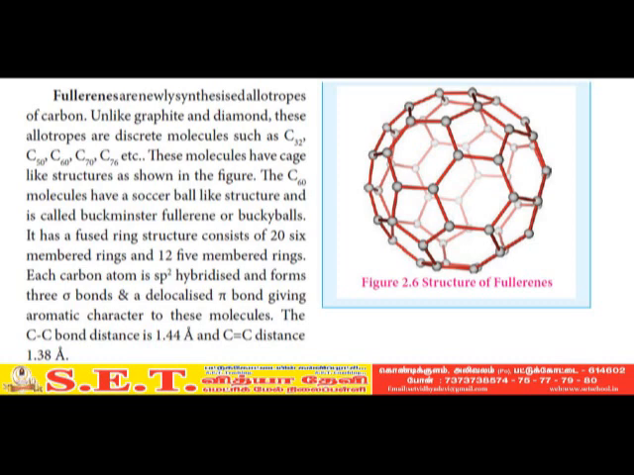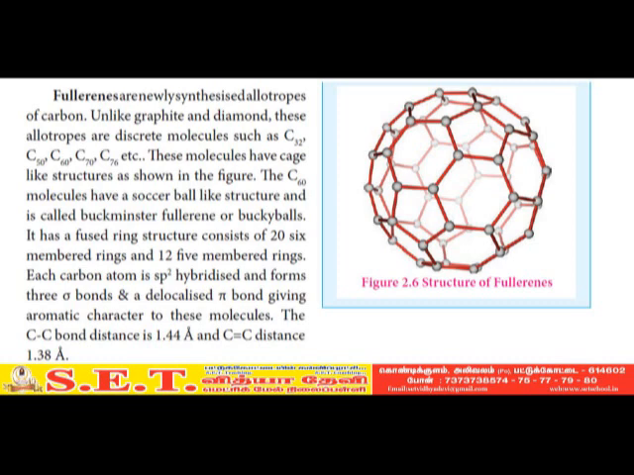Discrete molecules such as C32, with a chain of 32 carbons, and C15, C16, like that. The molecules have a cage-like structure. Cage means it has a structure like a cage. See the figure. The molecule has a cage-like structure as shown in the figure. The C60 molecule has a soccer ball-like structure and is called Buckminsterfullerene or Bucky ball. It has a structure like a ball that is kicked in play. So it is called Bucky ball.